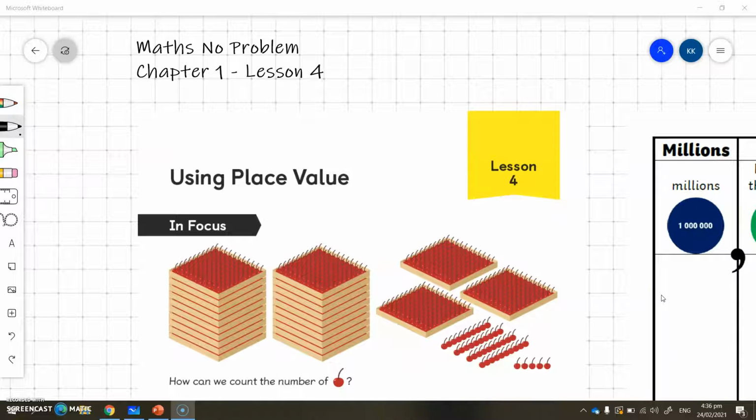You can pause this video right now to do the In Focus question with a partner or on your own, to think of what are the different ways that we might use to count the number of cherries in this picture.